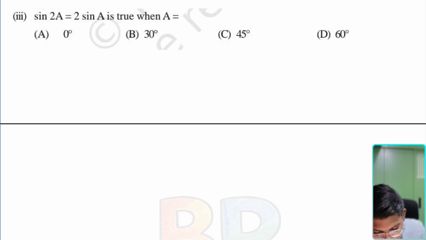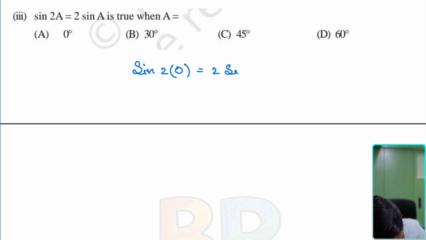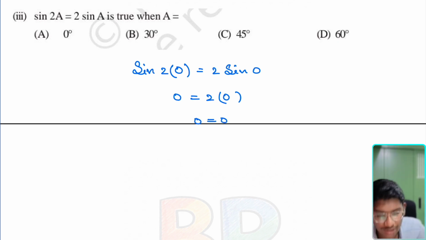0 is the answer. Now, the third question. Sin 2a equals 2 sin a. They are asking us the value of a. Let us consider a as 0. Sin 2 into 0 equals 2 into sin 0. What is 2 into 0? It's 0 and we get sin 0. What is sin 0? Sin 0 is 0. Here LHS is 0 and on the right, sin 0 is 0 itself, 2 into 0, and the answer we get is 0 divided by 0. So LHS equals RHS, hence the answer is A.